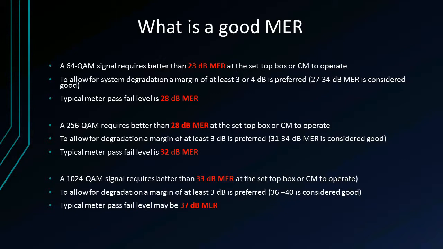A 1024 QAM signal requires better than 33 decibels MER at the wall to operate. To allow for degradation, a margin of at least 3 decibels is preferred. 36 to 40 dB is considered good. Typical meter pass-fail level may be 37 decibels MER.